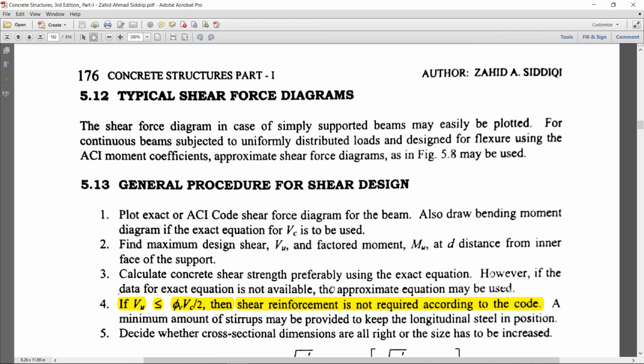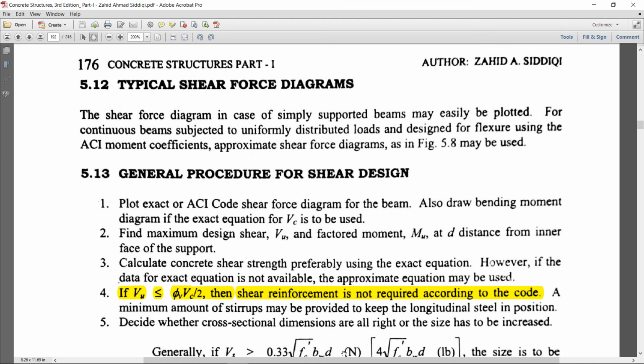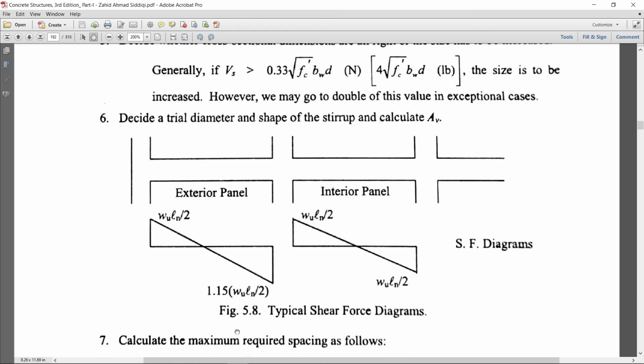Typical shear force diagrams are drawn similarly as we have drawn in structural mechanics. Here a typical diagram is shown. If there is only one beam, then the maximum shear will be omega L by 2 at each end, and if there is a continuous beam, then in the first exterior panel the shear force diagram will be calculated like this. On the left end that will be omega L by 2, and on the right end of the exterior panel 1.15 omega L by 2. These are the approximate values also given by this author.